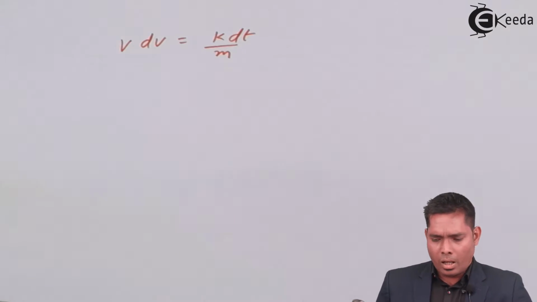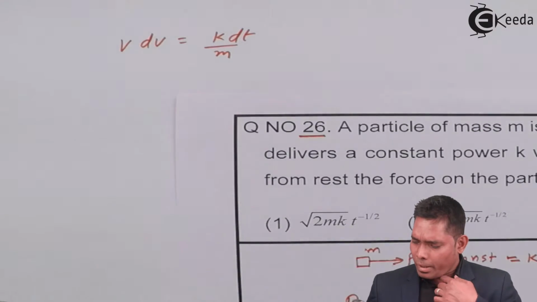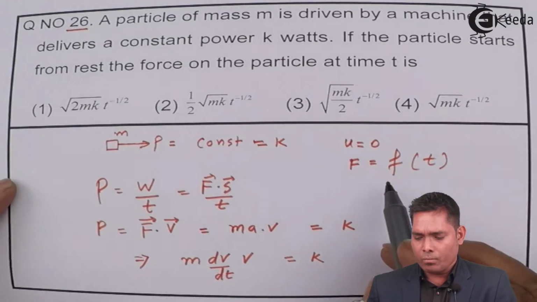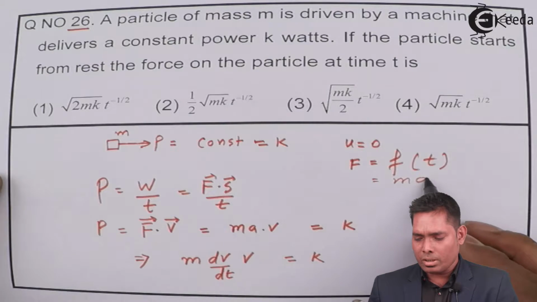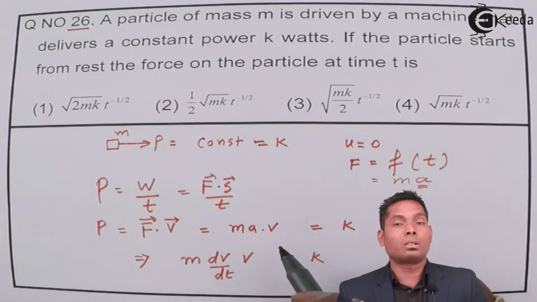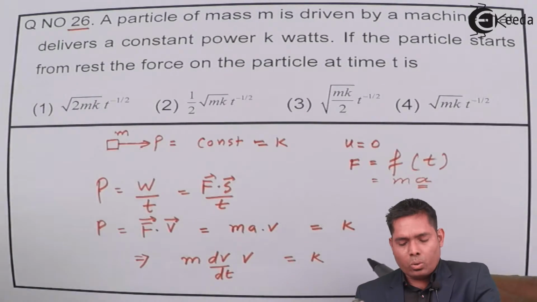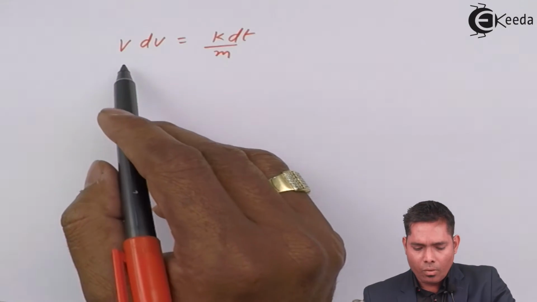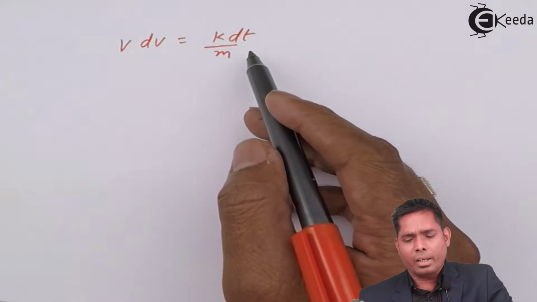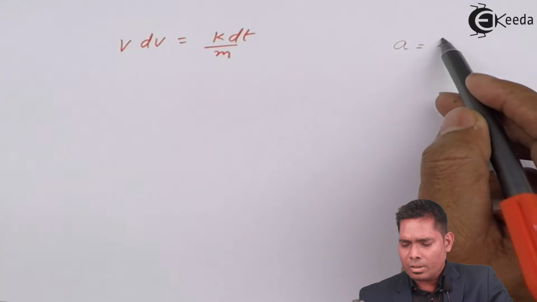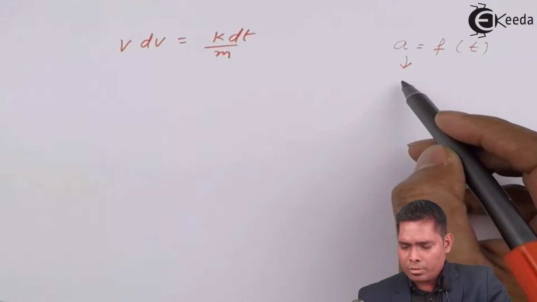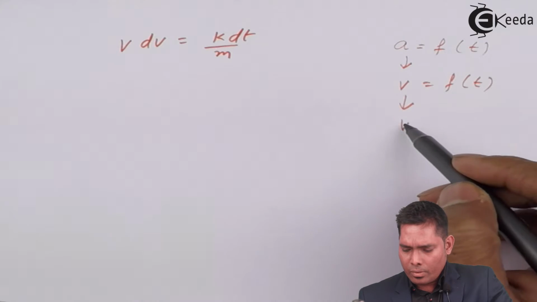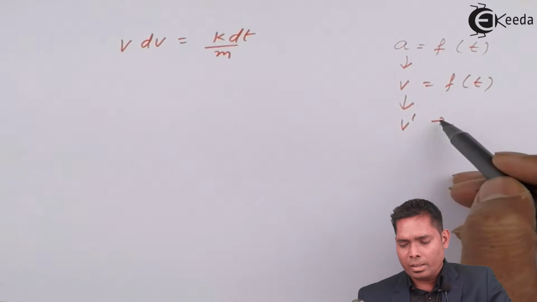Now, to get the value of F as a function of t, I write F as mass into acceleration, so I want to write acceleration as a function of time. To get the acceleration as a function of time, I have to find v as a function of time. I will find v first, then differentiate it, and I will get acceleration as a function of time.